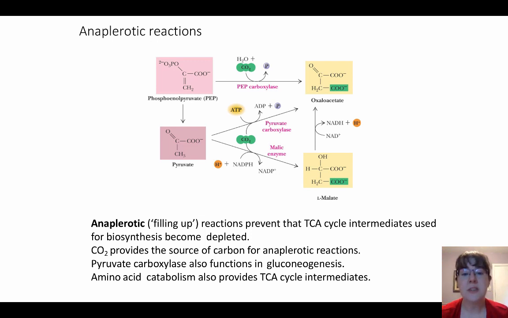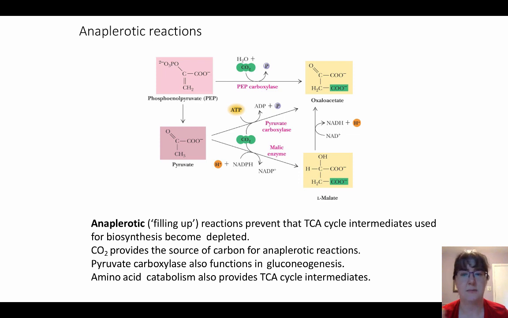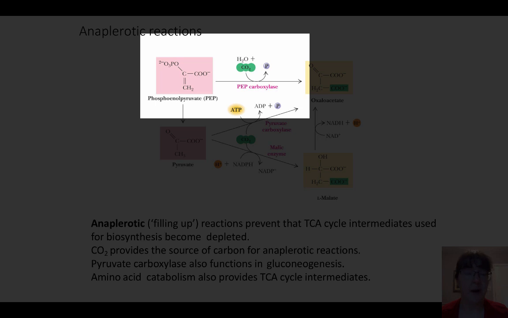You'll notice that there are other options here besides pyruvate carboxylase. You can also take pyruvate and then using a malic enzyme make L-malate instead, which can also then be used to go back to oxaloacetate. That does involve more cofactors and more steps in order to make that happen, but again, is possible. You can also take phosphoenolpyruvate from glycolysis and use phosphoenolpyruvate carboxylase to make oxaloacetate.